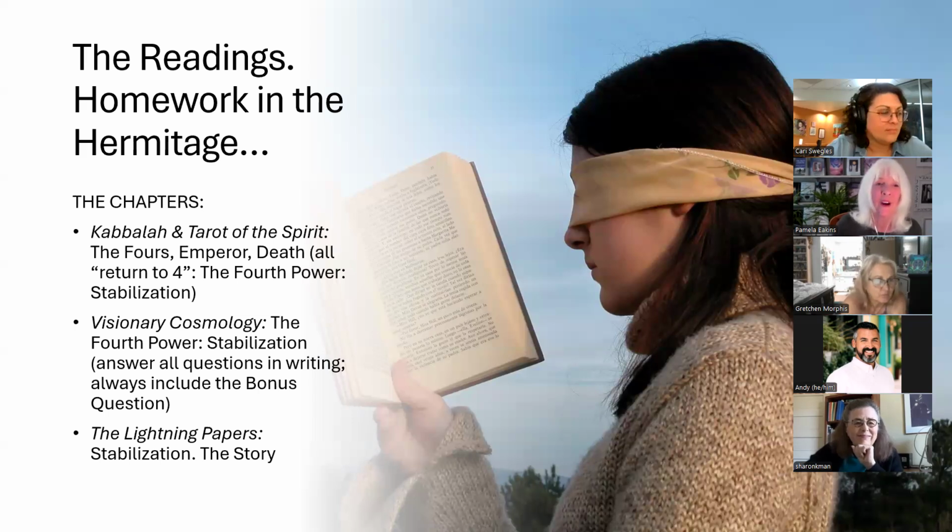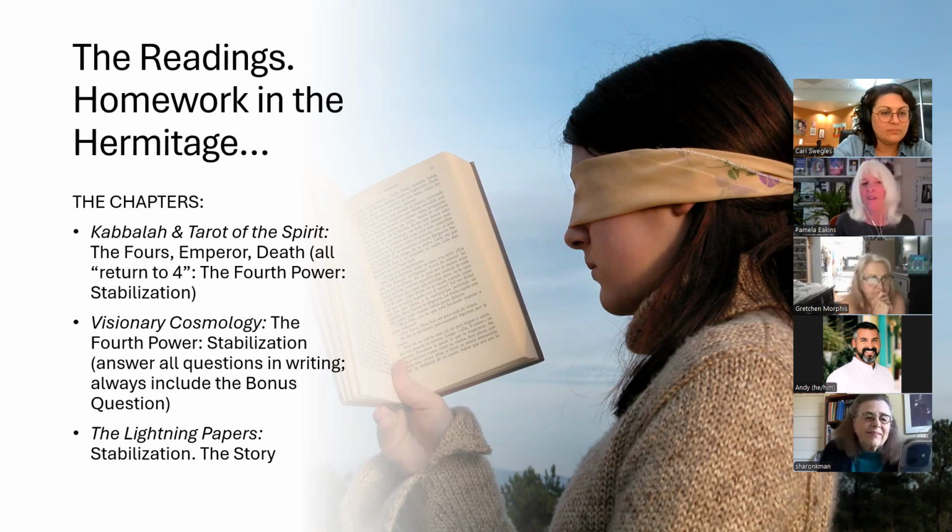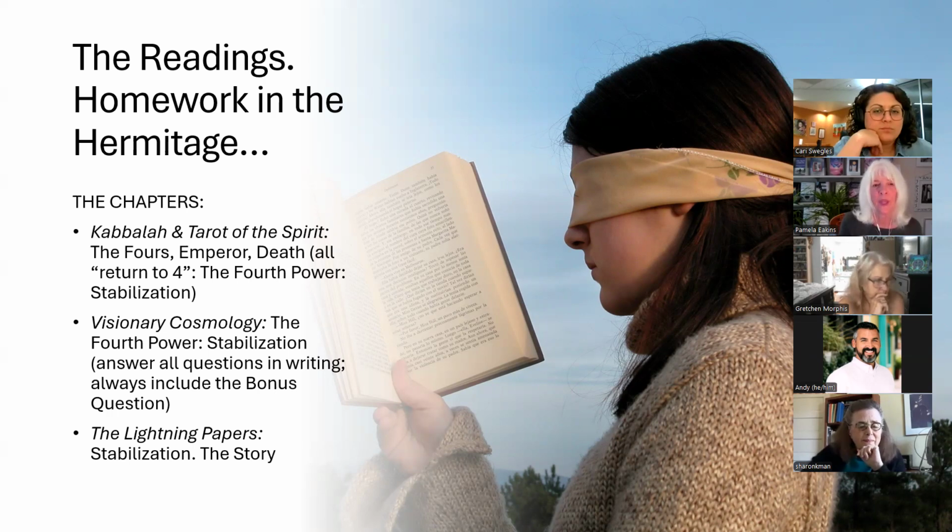Okay, and then these are our readings, our homework. So chapters in Kabbalah and Tarot of the Spirit, and we're going to be reading about the fours, the Emperor, Death, because they all return to four. The fourth power, Stabilization. And then Visionary Cosmology, we'll be reading the chapter on Stabilization, chapter 4, of course. And if you're doing the Visionary Cosmology work, answer all the questions in writing and submit them, and always include the bonus question on that. And then if you're reading Lightning Papers, which I hope you are, read the chapter on Stabilization. So we're just moving through these books, and we're on number 4 now.